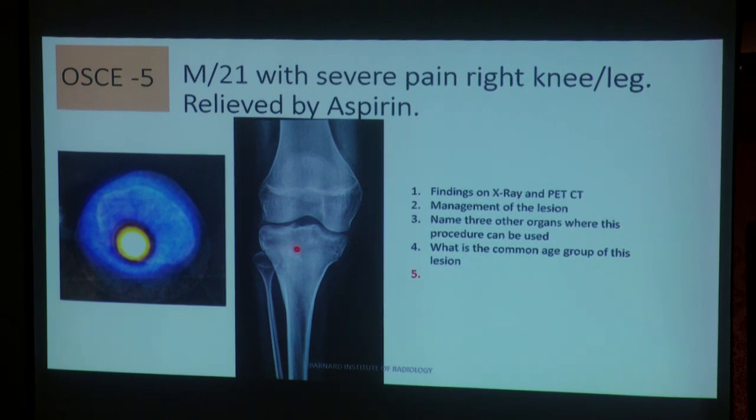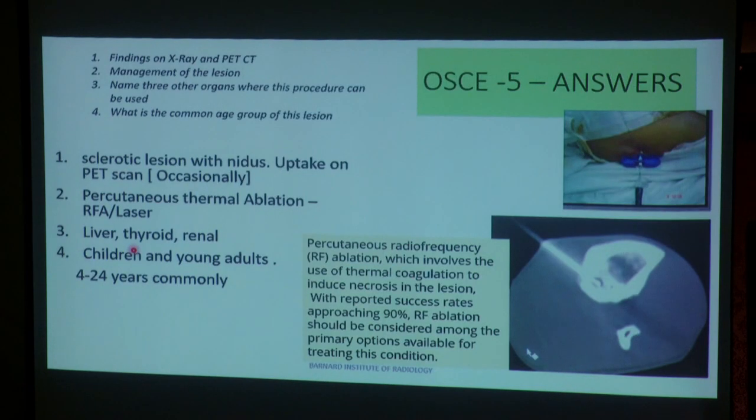So you can see there is a sclerotic lesion in the diaphysis of the tibia, and on PET CT it is taking up the radionuclide scan. So it is a sclerotic lesion with a nidus, which is well seen on CT, and there is cortical thickening. There is uptake on PET scan, which is only occasional. It is not always there, and only some lesions will take up. So what is the management? We can do a percutaneous thermal ablation by RFA or laser. Both can be used. So how do we do it?